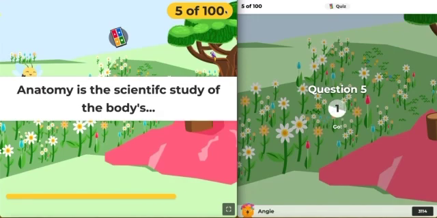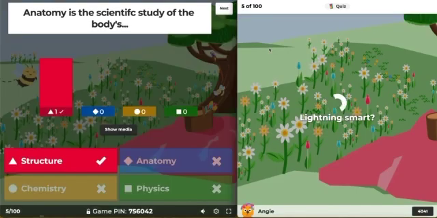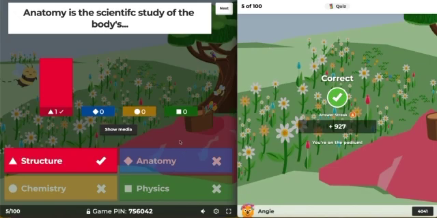Anatomy is the scientific study of the body's what? It's the scientific study of the body's structure. It is the scientific study of the body's anatomy, but you should never use the term when trying to define it. So you can't say anatomy is a scientific study of anatomy. That doesn't make any sense.